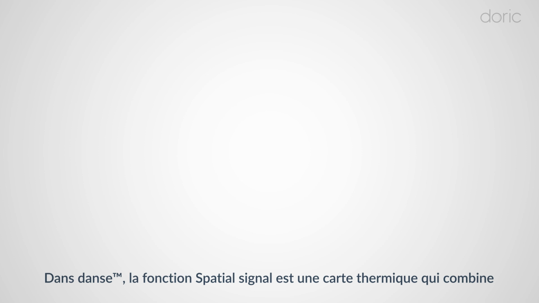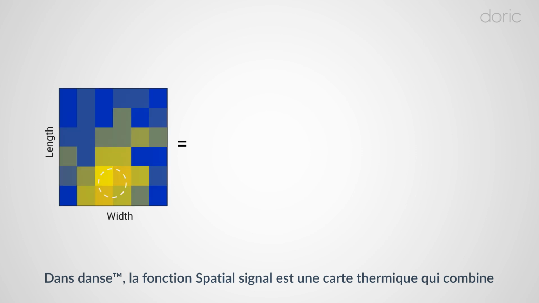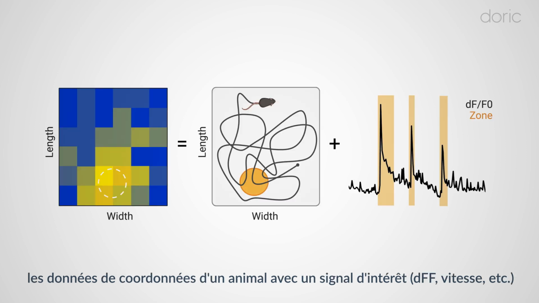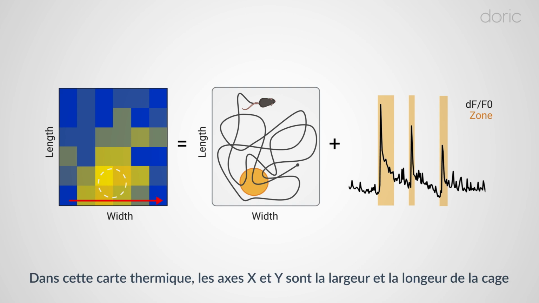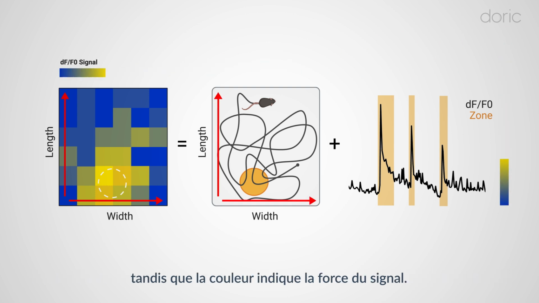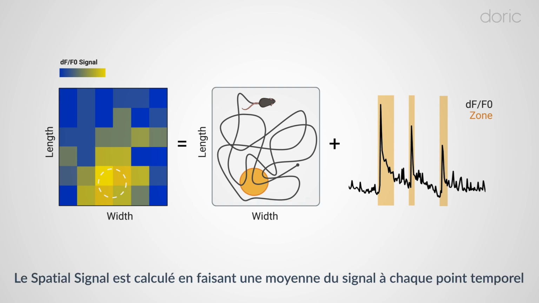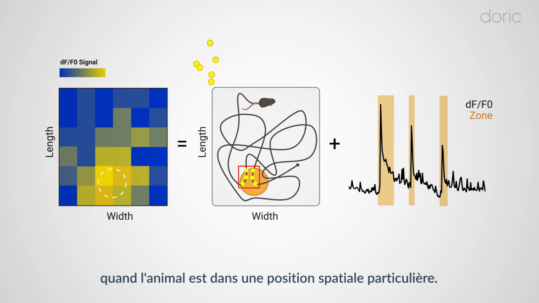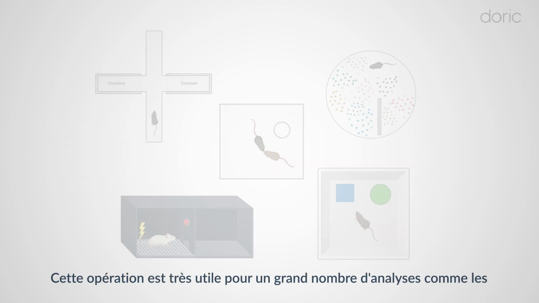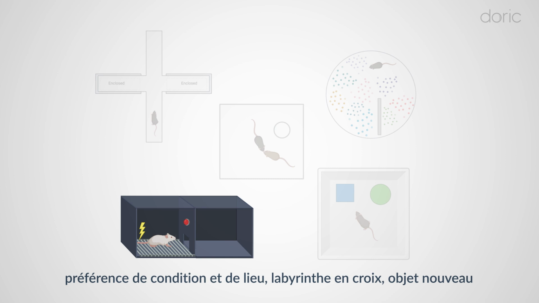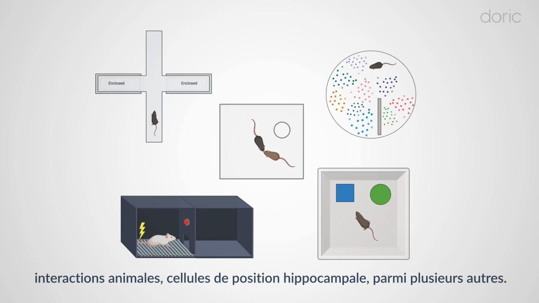In Danse, the spatial signal operation is a heat map that combines animal coordinates with the signal of interest. In this heat map, the x and y axes are the width and length of the cage, while the color indicates the strength of the signal. The spatial signal is computed by averaging the signal at each time point when the animal is in a particular spatial location. This operation is quite useful for a number of analyses, such as condition place preference, the plus maze, novel object, animal interactions, hippocampal place cells, among many others.